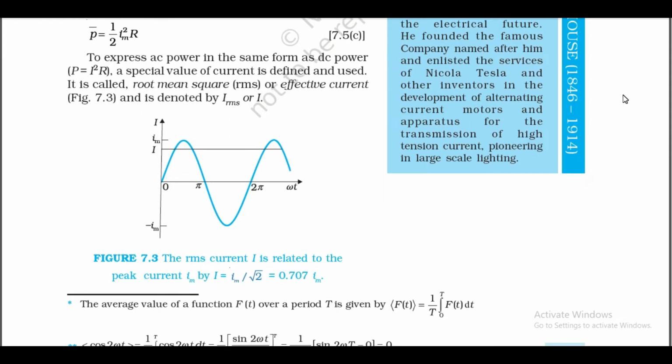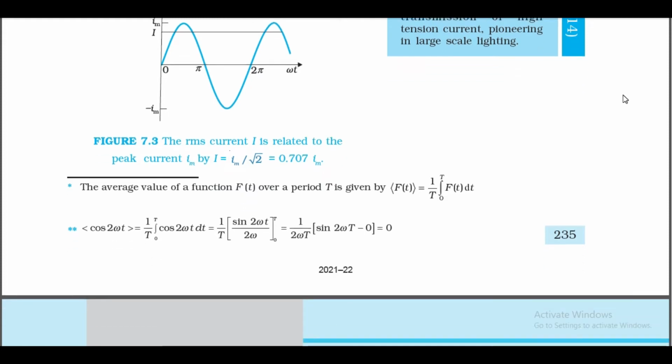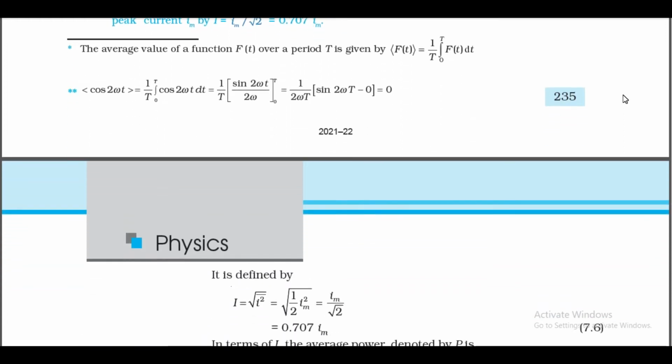To express AC power in the same form as DC power, P is equal to I squared R, a special value of current is defined and used. It is called root mean square, RMS, or effective current, figure 7.3, and is denoted by I_rms or I. The average value of a function f(t) over a period T is given by <f(t)> is equal to 1 by T integral from 0 to T of f(t) d theta.